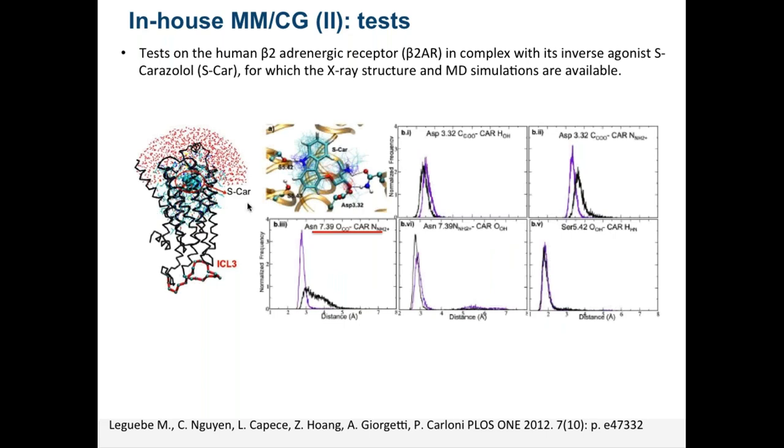You see here a snapshot of the binding site obtained from the MMCG trajectory of the complex, and you see also the superimposed positions of the ligand along the trajectories. Let's say the structural determinants of the active site are well maintained. You see here in the panel the distribution of the distances between the ligand and some key residues involved in the binding with the ligand. Apart from this specific hydrogen bond, the agreement is quite good between plain MD simulation and MMCG.